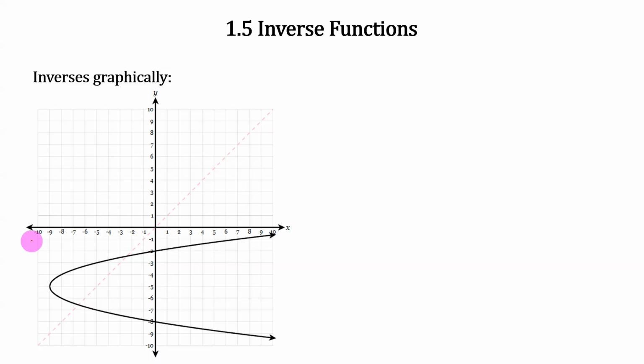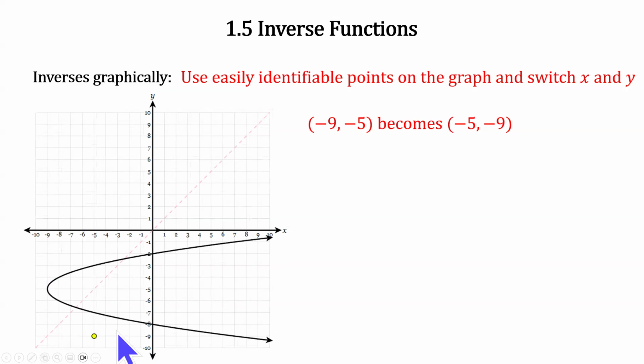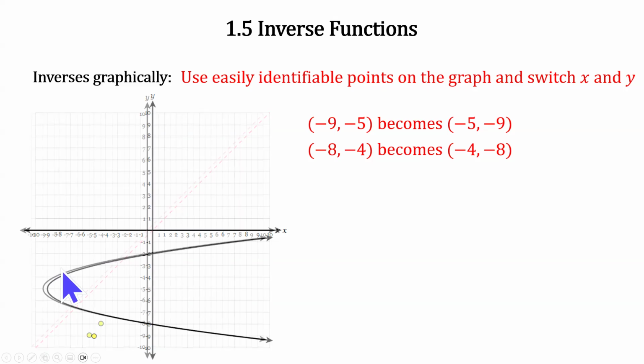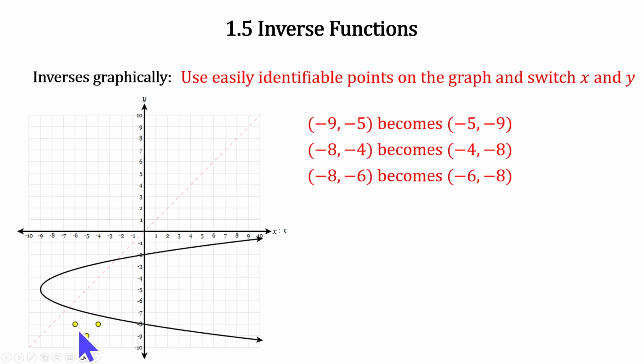Okay, I looked at (-9, -5) first. So (-9, -5) becomes (-5, -9). That's going to be like the vertex of my new parabola. Then I see (-8, -4), so that's going to become (-4, -8). I also see (-8, -6). That'll become (-6, -8). You can see you're going to start forming the same parabola here, just facing upwards.